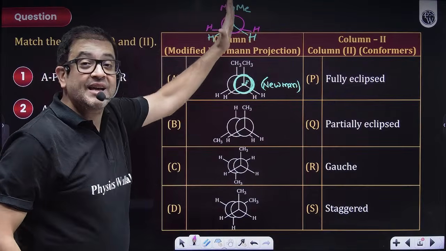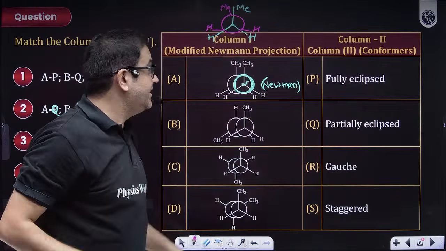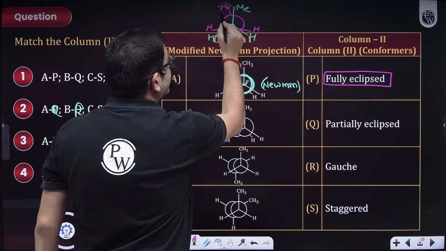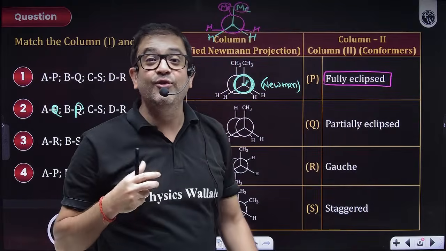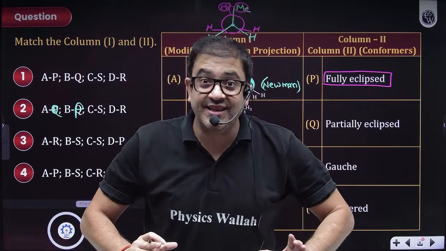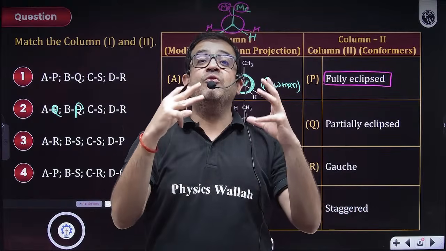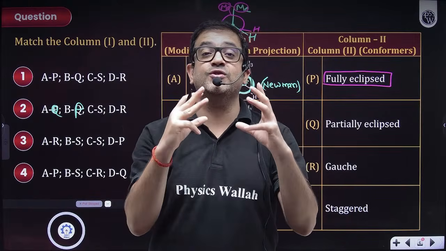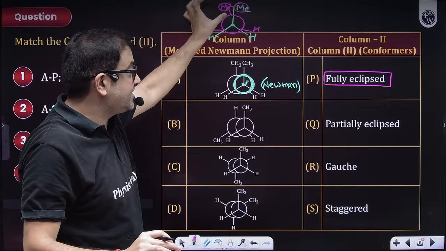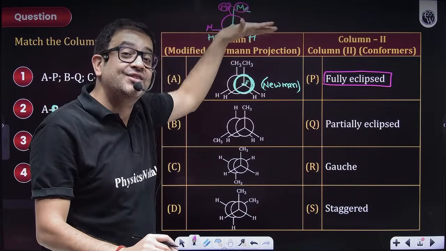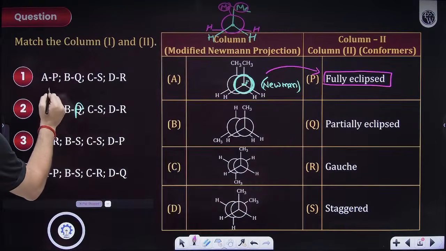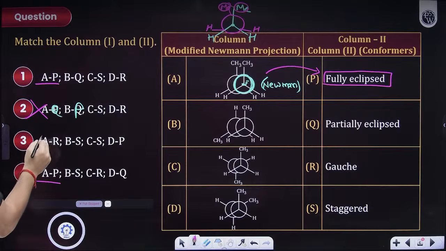Sir, when groups are just eclipsing each other, then this particular form is called an eclipsed form. Obviously, because these bulky groups are very, very close to each other, it's a fully eclipsed form. It will have the highest potential energy. Why? Because of high van der Waals strain. What is van der Waals strain? The strain because of crowding. So this will have the highest crowding, so it will have the highest potential energy and least stability. So this A is definitely my eclipsed form. That means A is definitely P. So two options are gone.